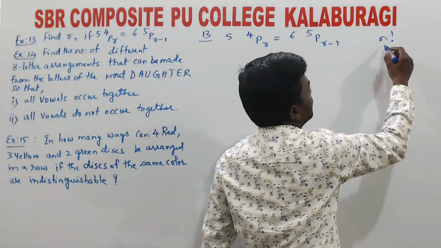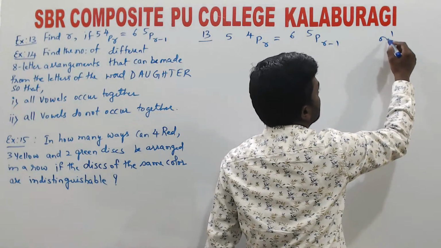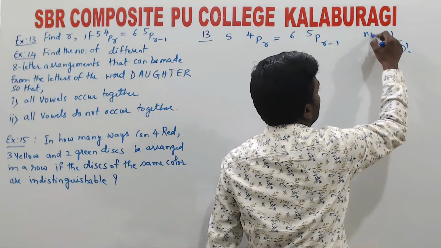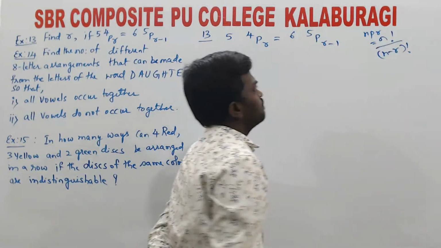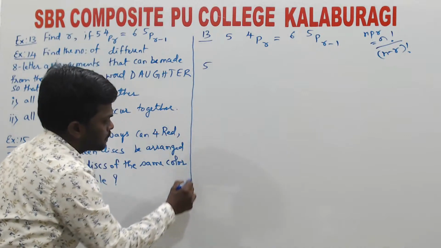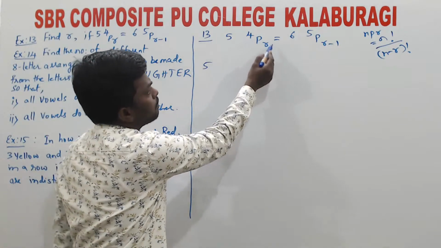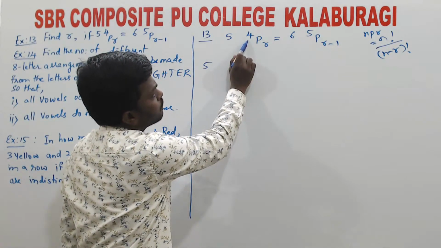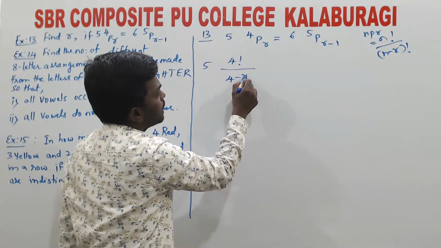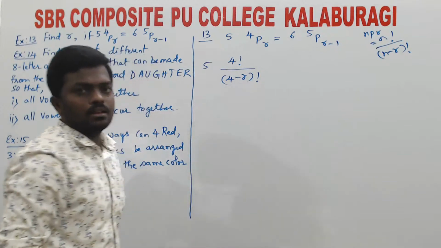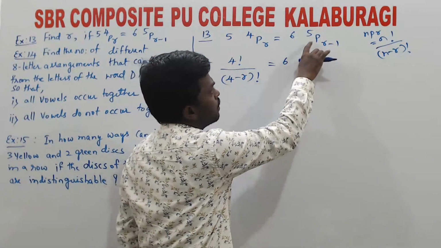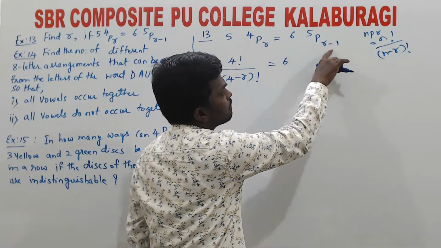Now let us apply the formula. Let me write here as a reminder. Which formula is it for nPr? 5 into 4Pr. In place of n it is 4, so it means 4 factorial by (4 minus r) factorial. Yes, students, which is equal to 6 into 5P(r minus 1).